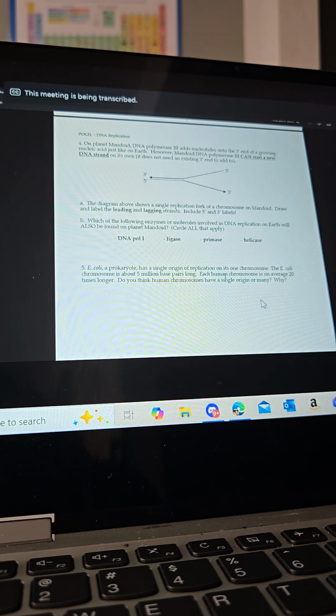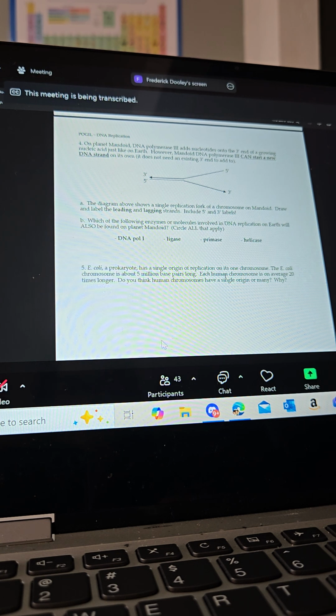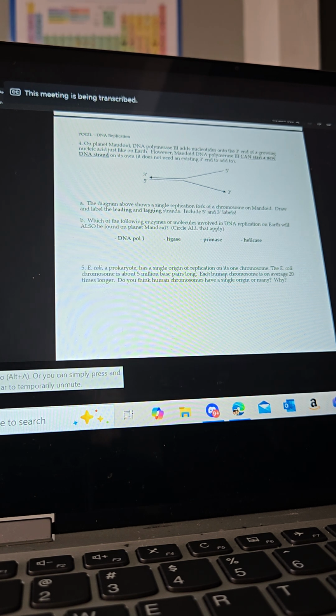Excellent. So we don't need primase because we can start it. It does not need an existing 3'. So what then can we get rid of? Primase. We don't need primase anymore. Excellent. And if we don't have primase, what don't we need to do? We don't have to replace. Yeah, excellent, Jane. We don't have to replace the RNA, so we can get rid of DNA polymerase 1.